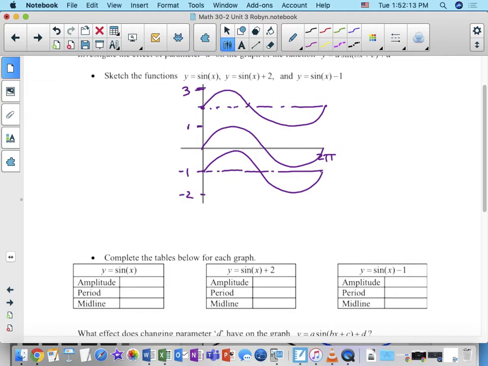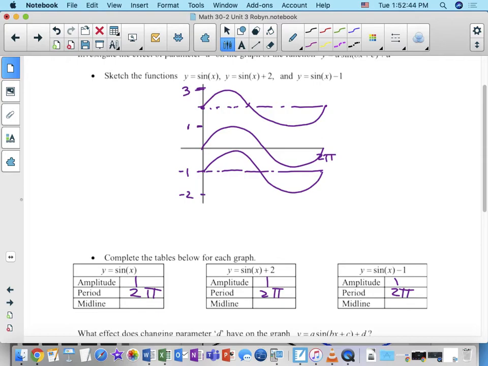Exactly. Okay? So does the amplitude change in any of these, by the way? The distance from the midline to the top. No, that's always 1. So the amplitude for all of these is 1. Okay. Did the period change? No. Period is 2 pi. That makes sense because the b value is the same. The b value is always 1.